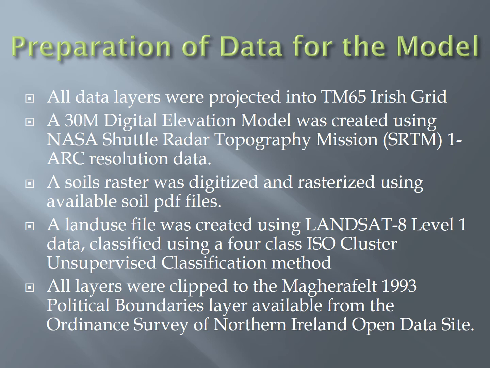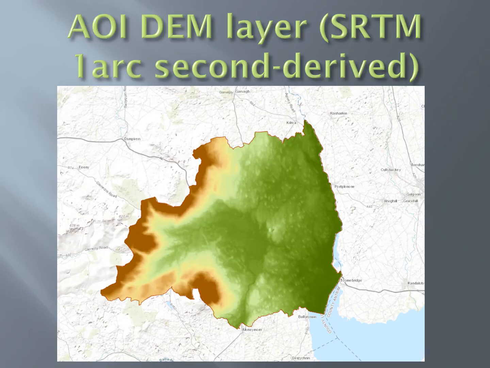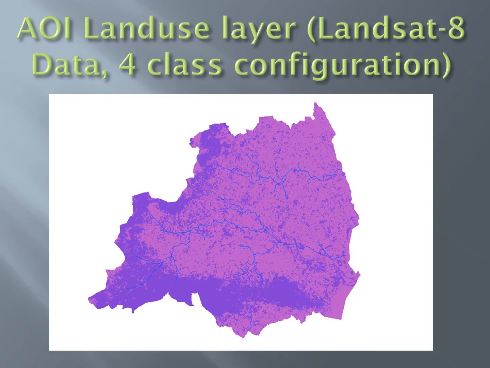The classes were generalized land cover classes: forest was number 1, agriculture number 2, pasture number 3, and number 4 was water bodies. All layers were clipped to the watershed boundary, that is the 1993 political boundary layer available from the Ordnance Survey of Northern Ireland open data site. And this is an example of the 1 arcsecond or 30-meter DEM created using the SRTM data. This one is the 4 class land use, your Landsat 8 classified data.